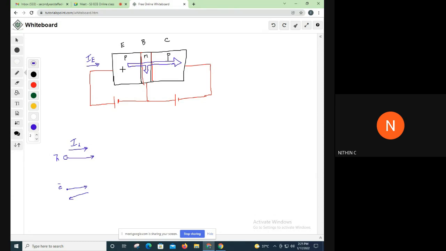You have the holes going from the emitter through the base to the collector. So these holes will be moving since it is forward bias. Say 100 holes are moving, then a few of them will recombine here, since we are having electrons over here.